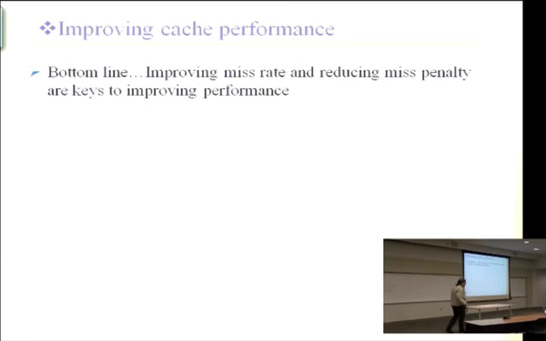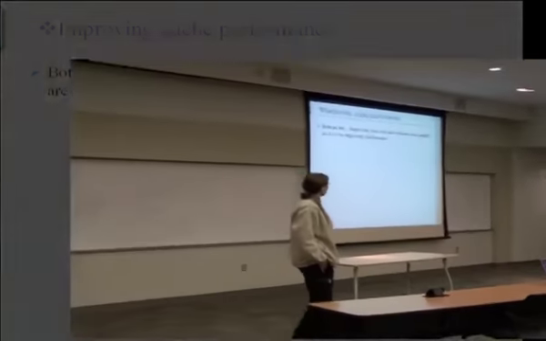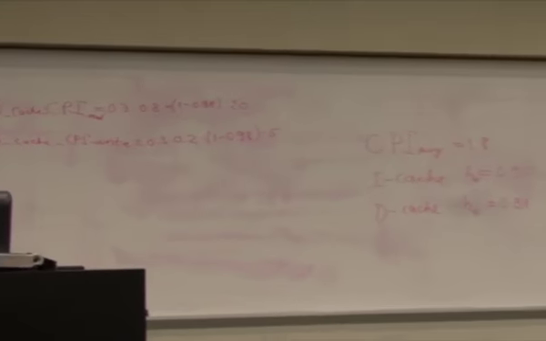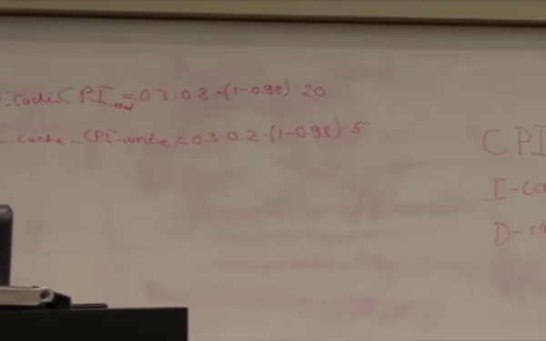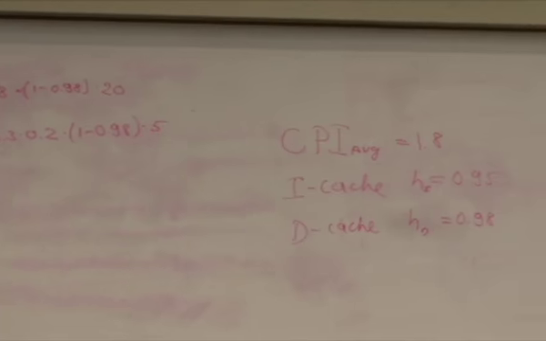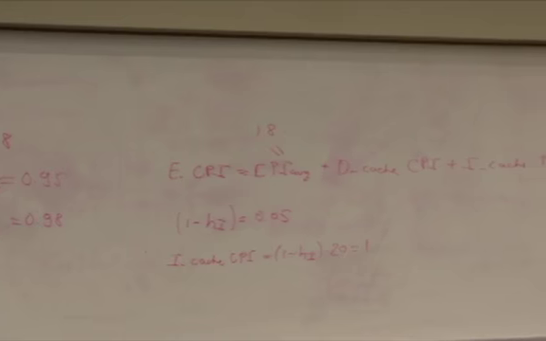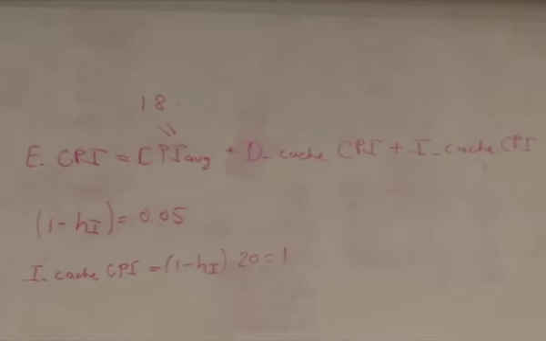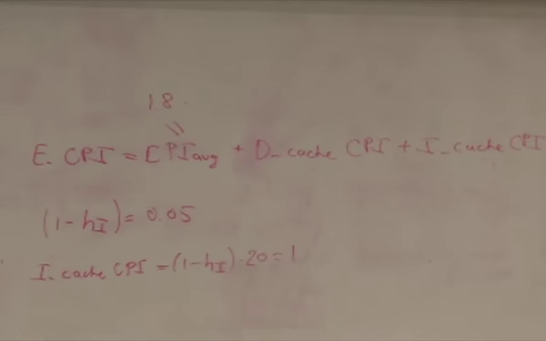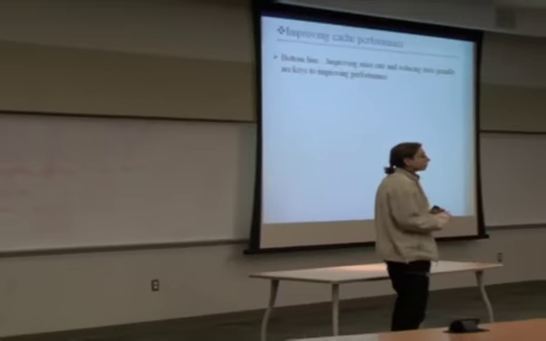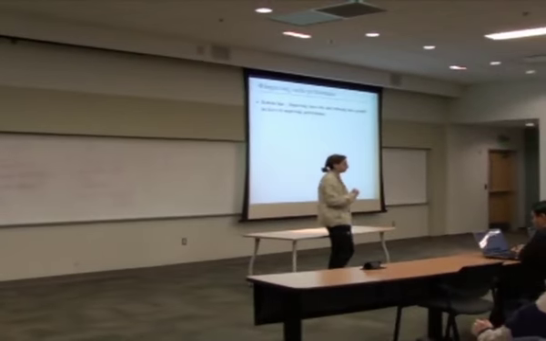Okay, so the bottom line is that improving miss rate and reducing miss penalty is the key for improving the performance. Basically, you want to reduce these numbers here, and you want to improve these numbers here. Because for the rest you pretty much have no control over it, but the hit rate and the miss rate you want to improve, and you want to reduce the penalty, how long it takes to recover from the miss. Questions?